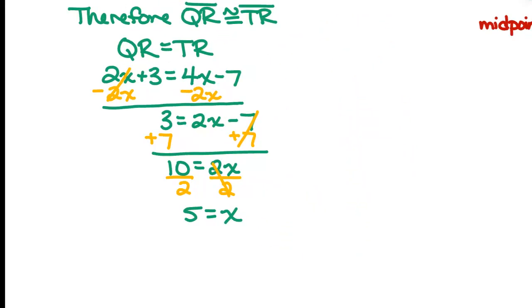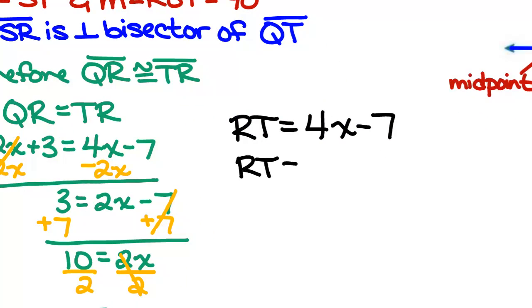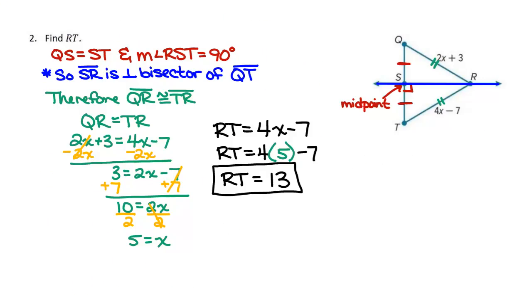But that is not what I was supposed to find. What did they ask me to find here? They asked me to find RT or TR. And RT was 4x minus 7. So we do 4 times the x that we just found, which is 5, minus 7. What is 4 times 5? 20. And 20 minus 7? 13. So RT is 13. Nicely done.